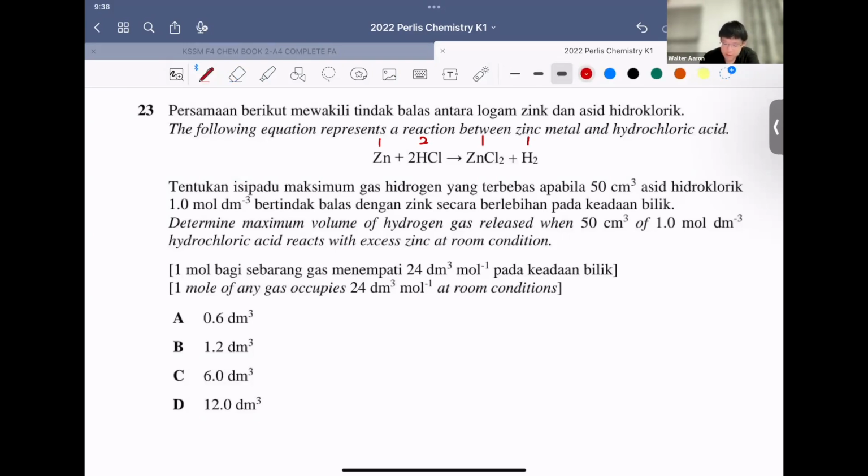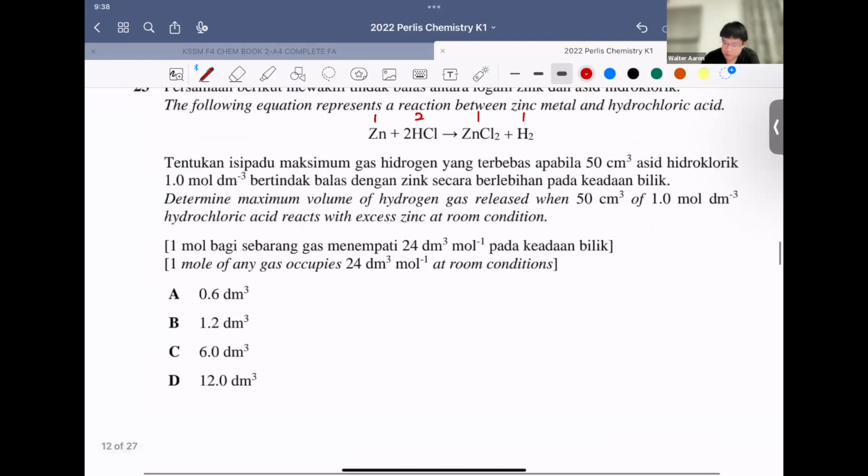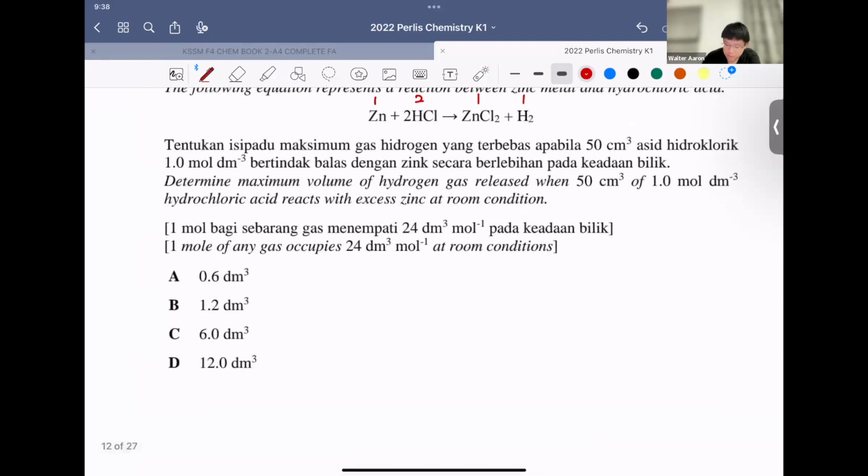So right now, if we have the concentration of acid, let's compare the number of moles. To get the number of moles of acid, we have to use the formula MV over 1000. So in this case, it will be 1.0 times 50 divided by 1000. So the answer here will be 0.05 mole.